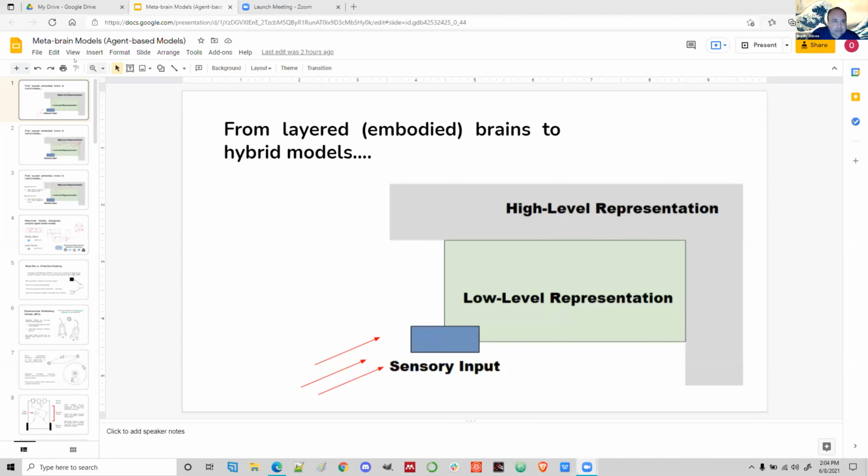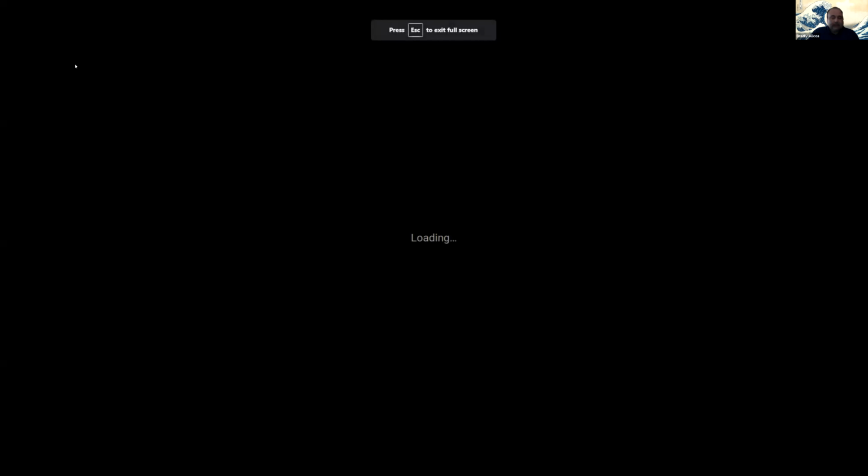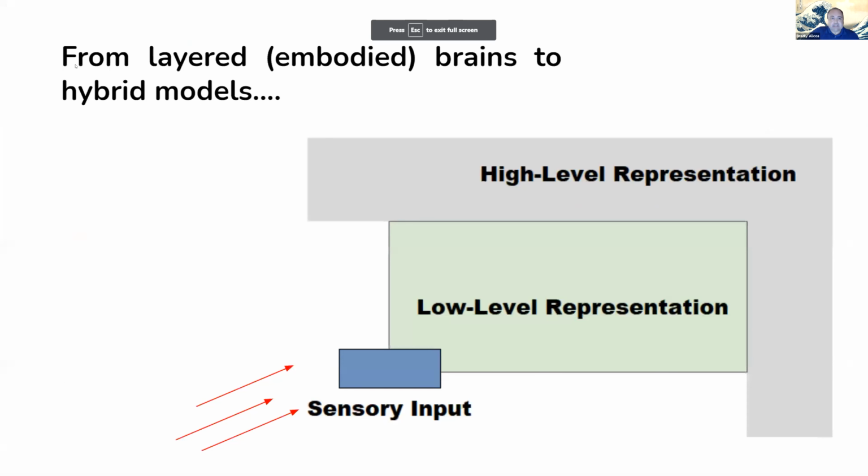All right. So today I'm going to talk about Metabrain models, and I'm going to start by giving an overview of what I'm going to talk about here. We're taking our inspiration from brains and embodied brains, and you'll see what I mean by that in a little bit. We think of this in terms of layers of representation. So you have these high-level representations, these low-level representations, and these sensory inputs.